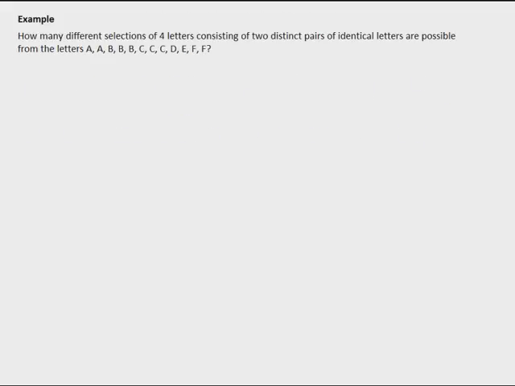Let's stay with this example for a while. How many different selections of 4 letters consisting of 2 distinct pairs of identical letters are possible? Okay. So I want 2 distinct pairs of identical letters. What does this mean? So I want something like AA, BB, or FF, AA.